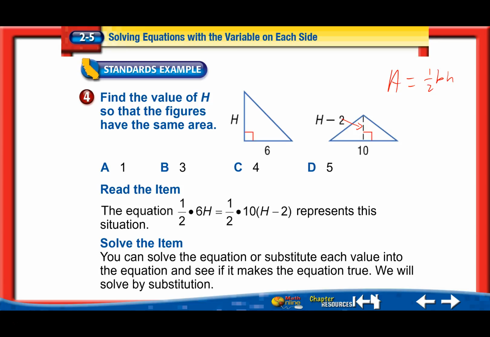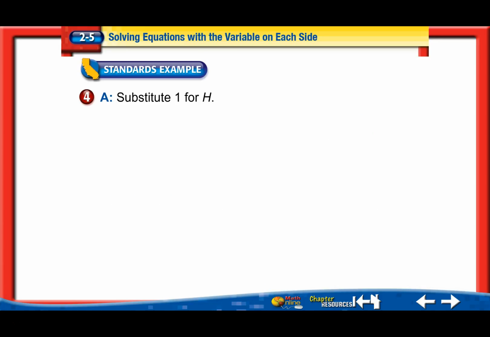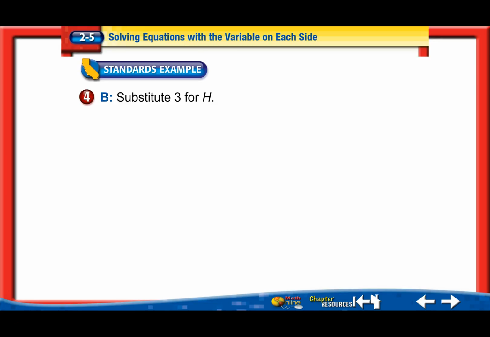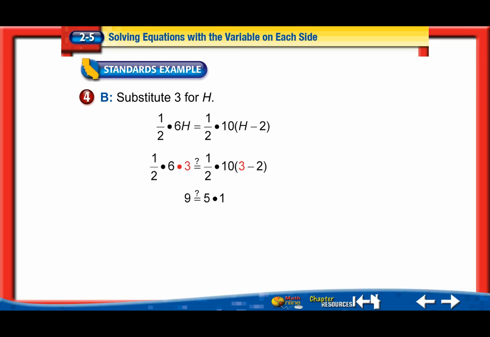So to solve this, we can substitute each value into the equation and see if it makes it true. So substitution is probably the fastest way to do this. So we substitute 1 for h. So we put in there, we substitute in 1, multiply it all out. They do not equal the same thing, so therefore it's not 1. Substitute in 3. Multiply it out, 5 times 1, not the same. Let's try the next one.